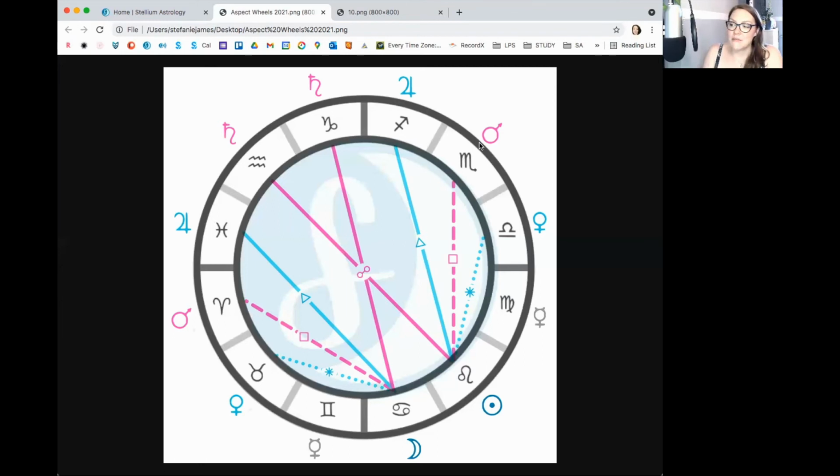But on the other hand, it could be that you're in a relationship that's very unconventional, and you're able to work with a relationship where you've got loads of space with that Venus-Uranus contact.